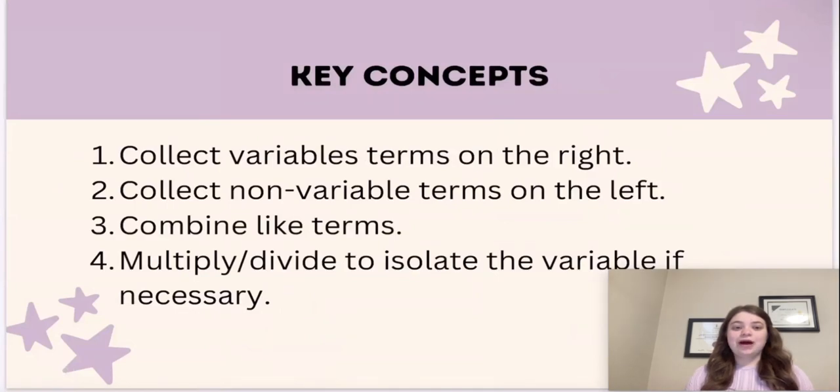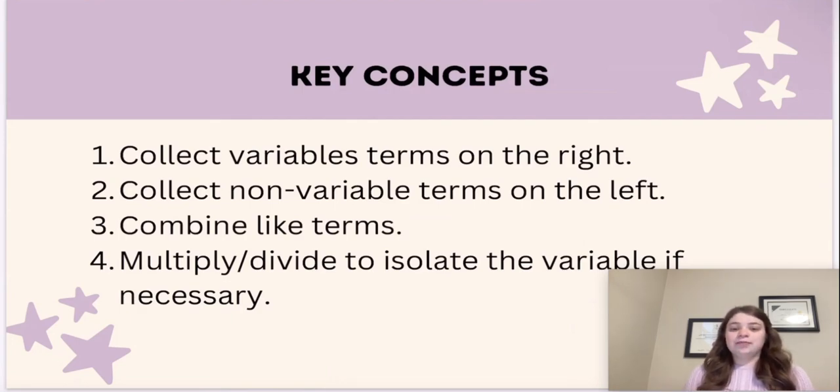Okay, so how do we do this? Basically, we want to collect variable terms on one side and then non-variable terms on the other side. Here it actually says to collect variable terms on the right and non-variable terms on the left. Now, I will say, I generally prefer to do it the opposite way, but it doesn't actually matter, right? As long as all the variable terms are collected on one side and all non-variable terms are collected on the other, that's what's important.